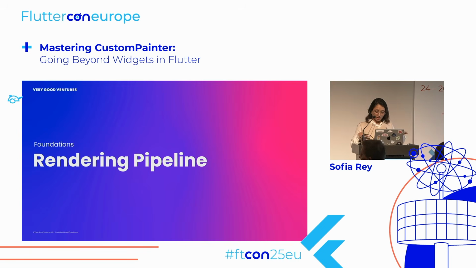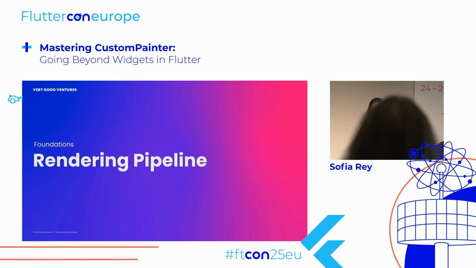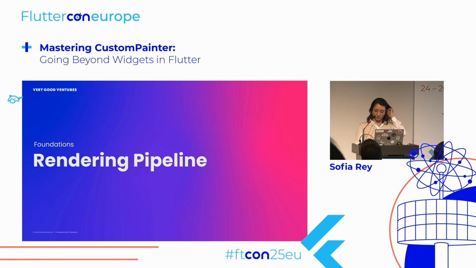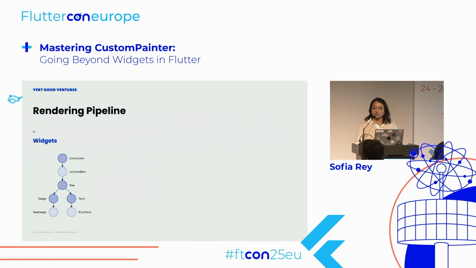But first, let's understand why CustomPainter is so powerful. And for that, I want to talk about Flutter's rendering pipeline, right? Flutter works in trees. We have the widget tree, which is the one we as developers work with every day. Widgets are immutable classes, which means they can't change. So every time something changes in the UI, we have to create and rebuild each widget. But they are very performant, so it's fine.